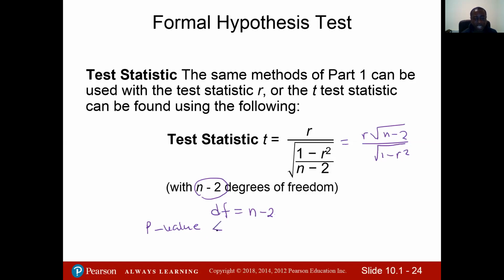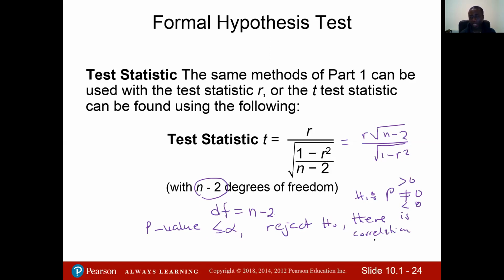If the p-value is less than or equal to alpha, you reject H0. Rejecting H0 means that there is a correlation, because remember your H1 is that rho is not equal to 0. That means we can also have a one-tail, a right tail, or a left tail. Your rho is not p, this is rho, not p.